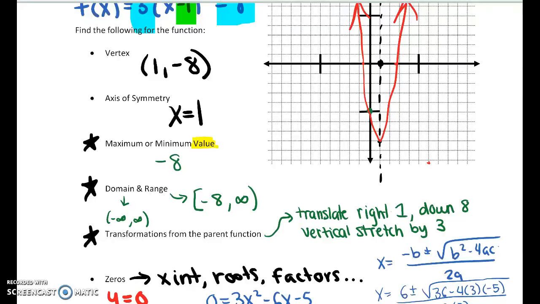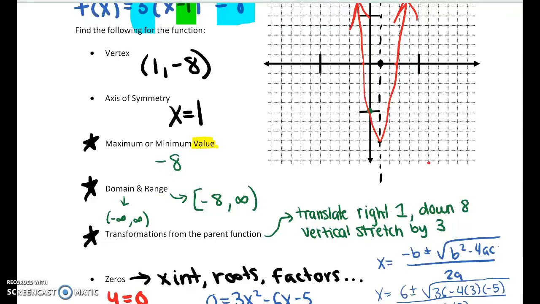Okay, here are my answers to those for you to self-assess. Okay, remember I'm asking for the maximum or minimum value. The x value tells us location, the y value tells us the output, which would give you the value. So the value is -8. If I asked for the max or min point, you would tell me (1, -8).